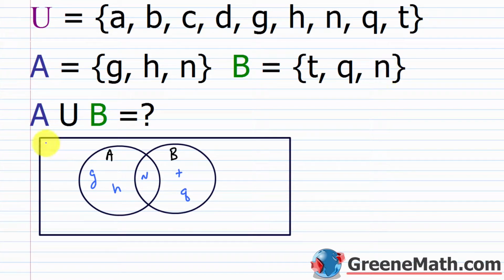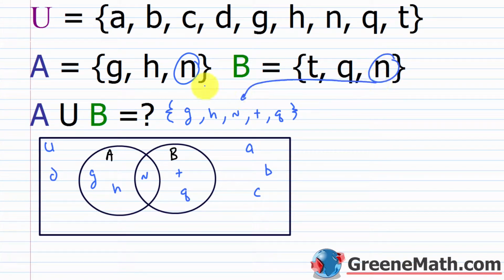Now, in my universal set, I have elements that are not part of A and B. I know that a falls outside of those two circles. So does b, so does c, so does d. G doesn't, h doesn't, n doesn't, q doesn't, and t doesn't. So the union of A and B is going to be equal to g, h, n, t, and q. And again, the main thing here is to make sure you don't double list anything. I have n here and here, but it only gets listed once when I fill out this information.